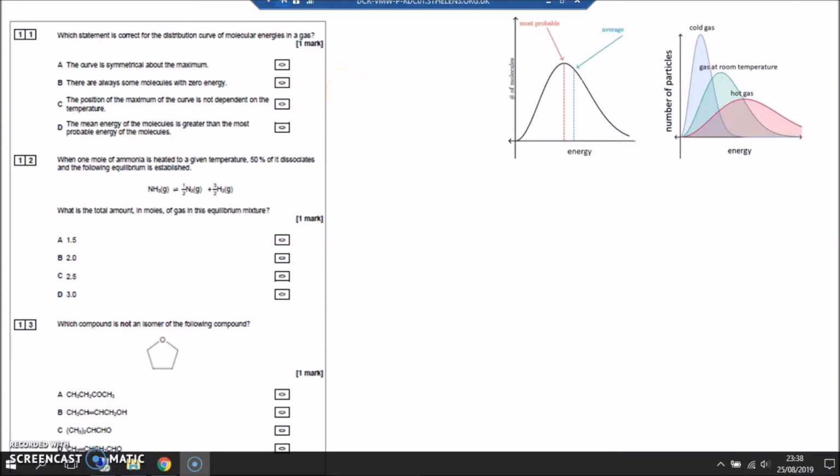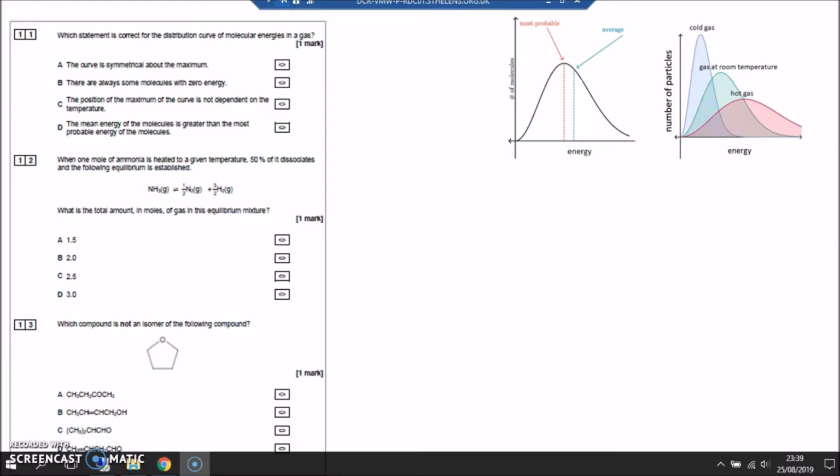11A, the curve is symmetrical about the maximum. No, it's not symmetrical at all. There's no line of symmetry. There are always some molecules with zero energy. No, there are no molecules with zero energy. You'd have to get it right down to absolute zero, which hasn't been achieved, for the particles to have zero energy. All of the particles have some energy, so it goes through 0, 0.